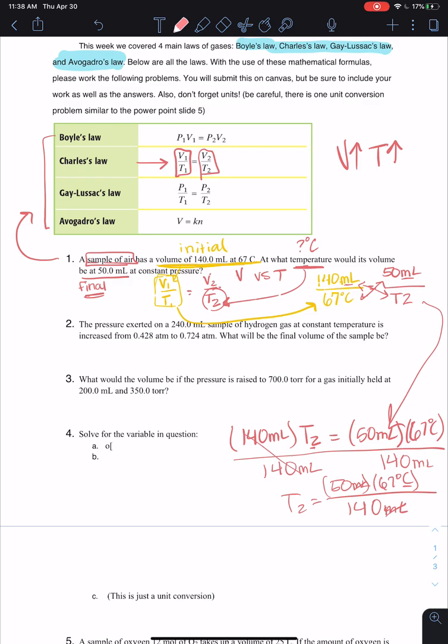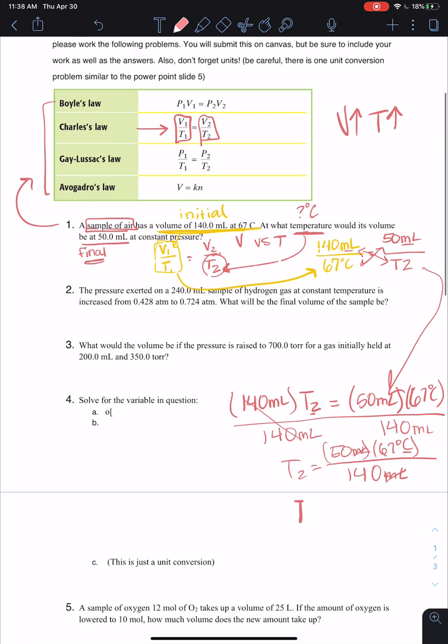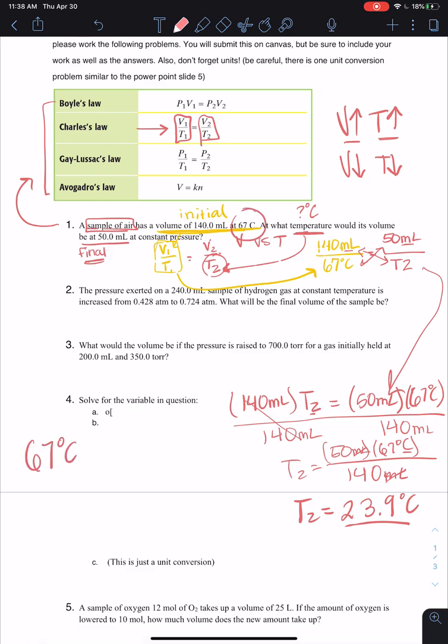answer. Okay, so when I get that, I press the fraction bar, and I get that T2 is 23.9 degrees Celsius. And we want to make sure that that makes sense. So if volume increases as temperature increases, volume would also decrease as temperature decreased. So what happened is we went from, this is kind of a mess, I'm sorry. We went from 67 degrees Celsius to 23.9 degrees Celsius.